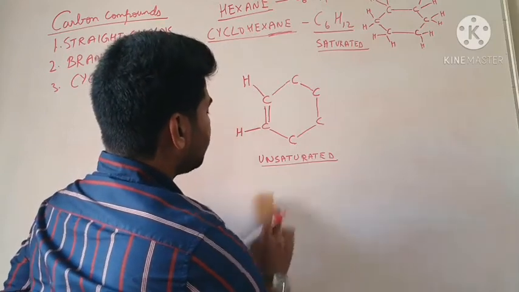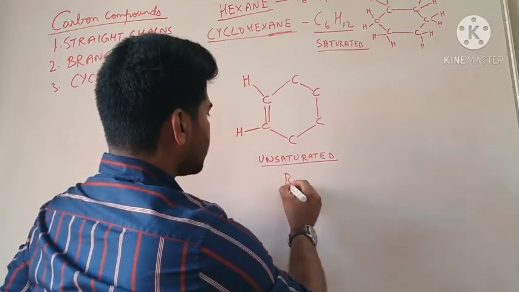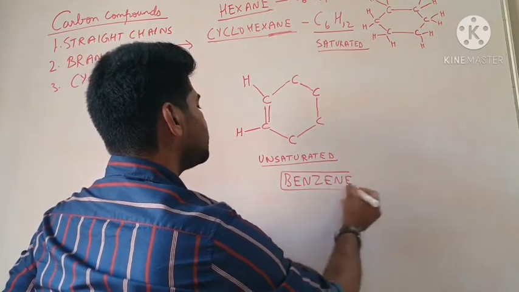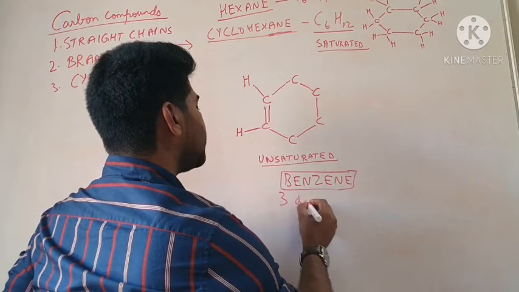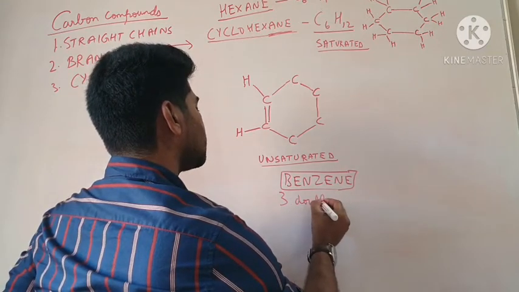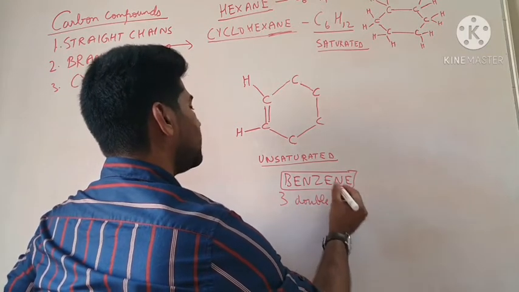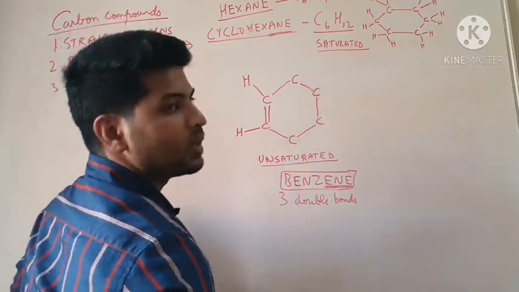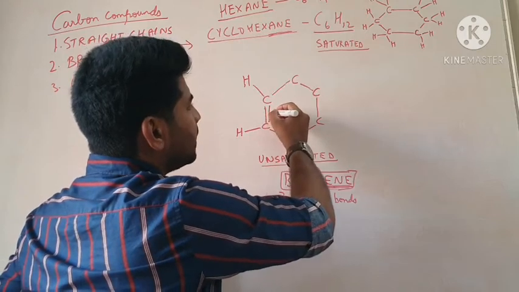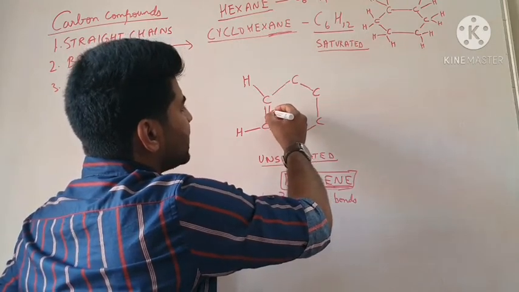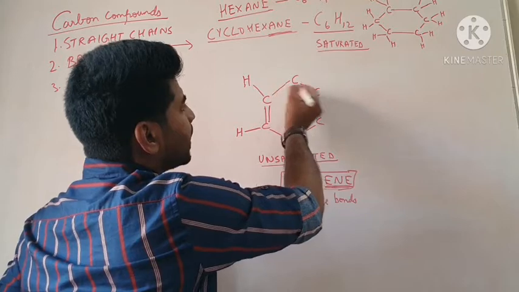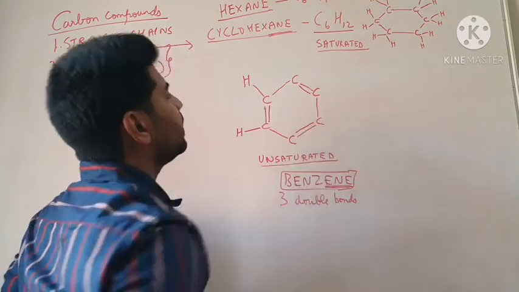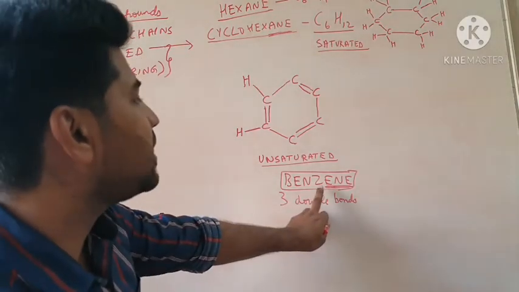Now, the compound we are writing is called benzene. Benzene has got three double bonds. Ene, so it is an alkene, unsaturated. It has got three double bonds. The double bonds are present at alternate bonds. So if there is one double bond over here, leave a gap, put another double bond here, leave a gap, put another double bond here. So that is the structure of benzene.